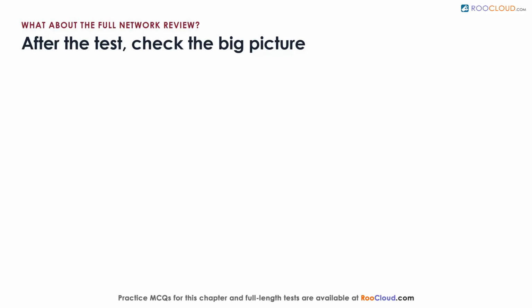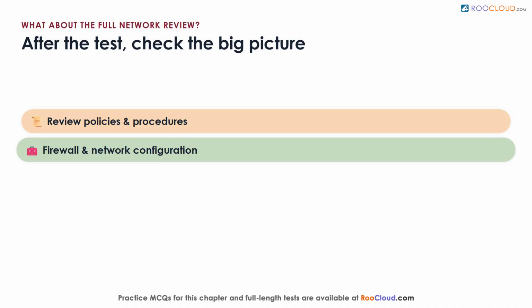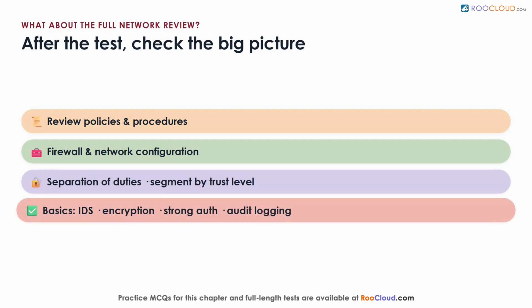What about a full network review after testing? Once the penetration test ends, step back and check the big picture. Review the security policies and procedures. Evaluate the firewall and network configuration. Confirm access controls support separation of duties. Check that the network is segmented by trust level and confirm the basics are present: intrusion detection, encryption, and strong authentication. Proper firewall configuration and regular penetration testing, and audit logging on every key system.